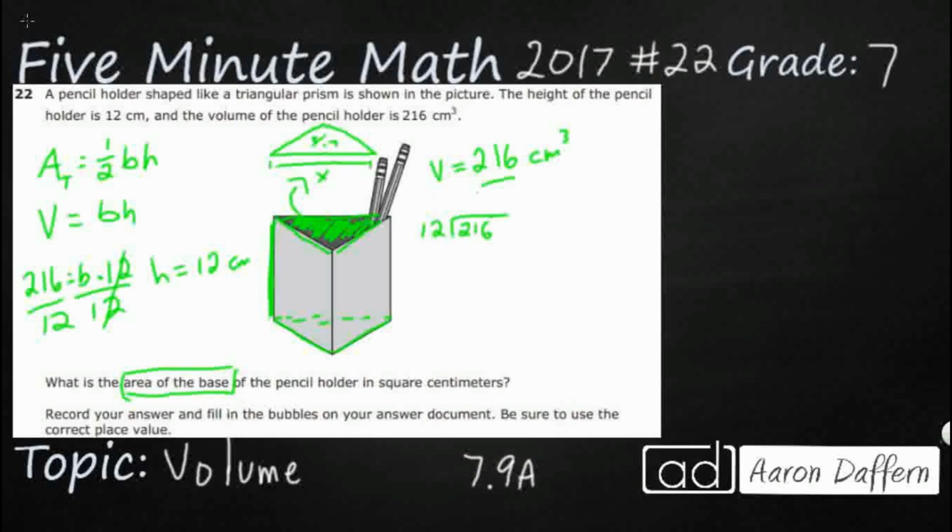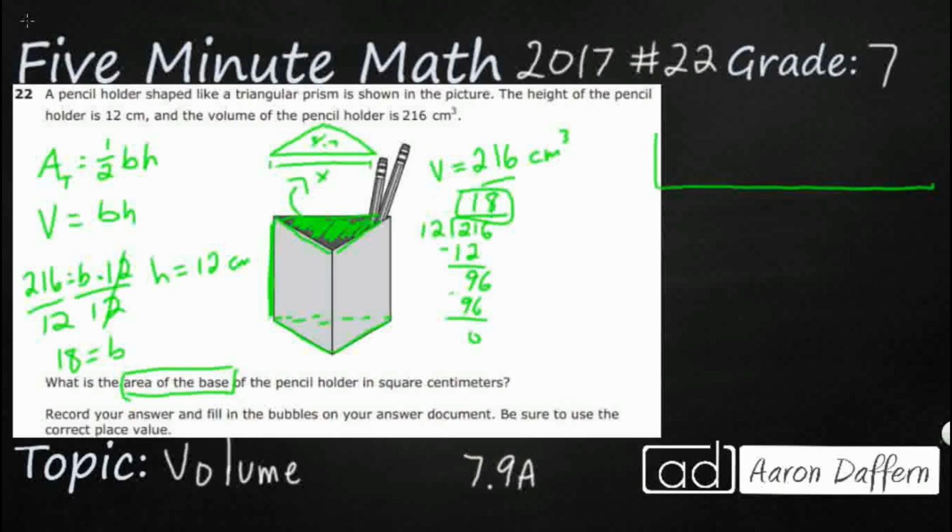12 goes into 21 one time, not quite twice. So that's going to be 96. I know my 12, so that's 8 actually. So that's 96. So there we go. So my b equals 18. And if we wanted, we could verify. We can multiply 12 times 18, and it gets back up to 216.